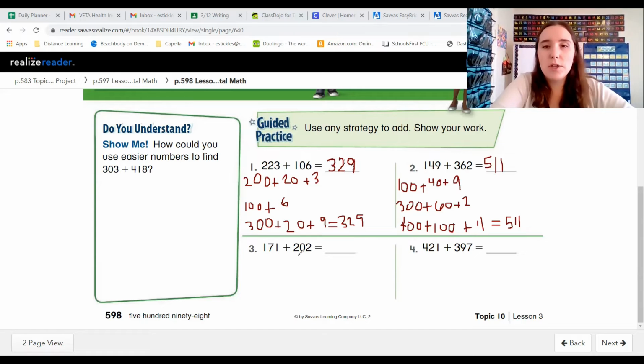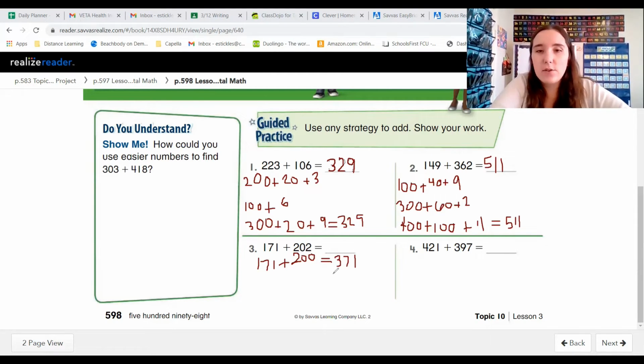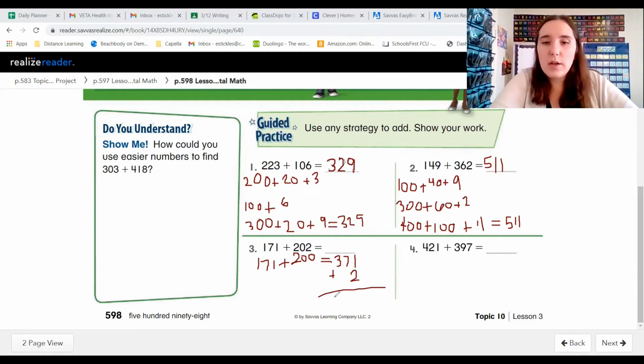We have 171 plus 202. I'm going to try and use easier numbers for this one. So I know that 202 is very close to 200. And I know that 171 plus 200, well, 1 plus 2 is 3. So 100 plus 200 would be 300. So 171 plus 200 would be 371. And then I need to add those 2 back in. So plus 2 would make 373. Pretty helpful.